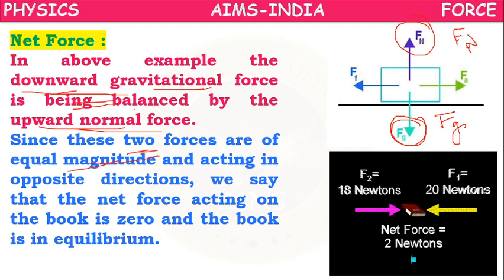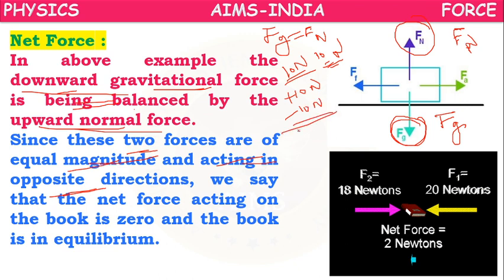These two forces are equal in magnitude. Fg equal to Fn. Means if it is 10 newtons, this is also 10 newtons. They are equal in magnitude, but acting in opposite direction. So because of acting in opposite direction, one value will become plus 10 Newton, another value will become minus 10 Newton.